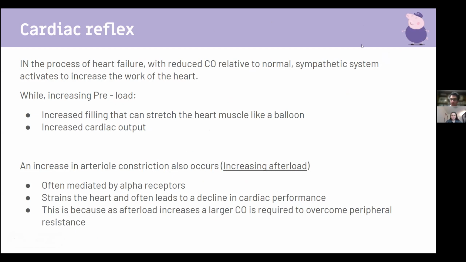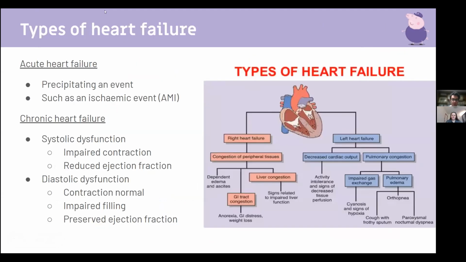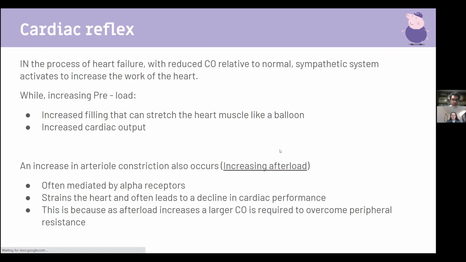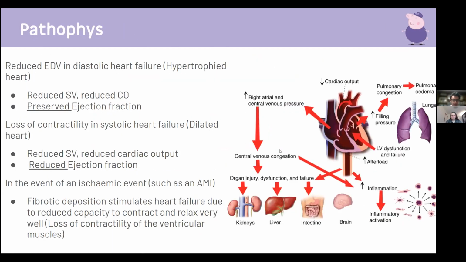So a really important concept of heart failure is that the normal physiological reflexes to counteract it can actually make it worse. And so that is why you have a steady state of decline in chronic heart failure, and why acute heart failure can progress to chronic heart failure, and why left-sided heart failure can progress to right-sided heart failure, and furthermore, quite a poor progression. So if you have a reduced end diastolic volume in diastolic heart failure, you have reduced stroke volume, reduced cardiac output, but a preserved ejection fraction.